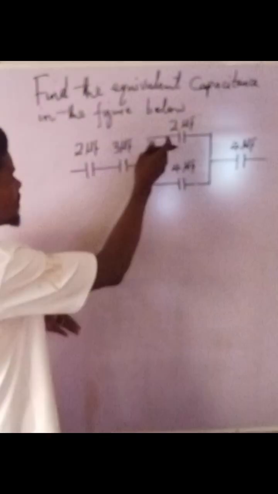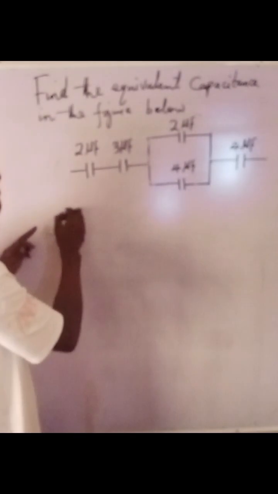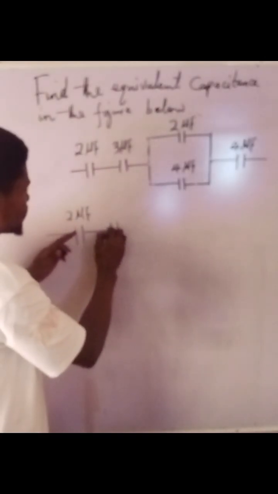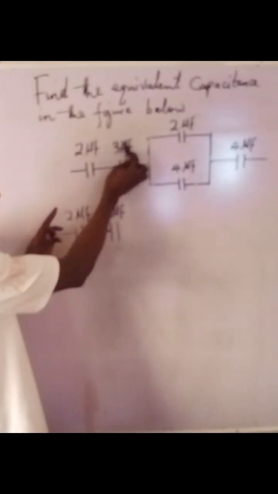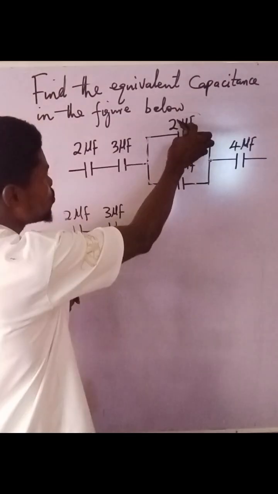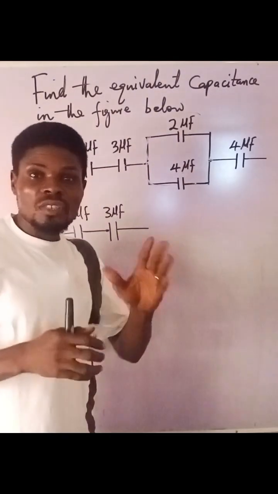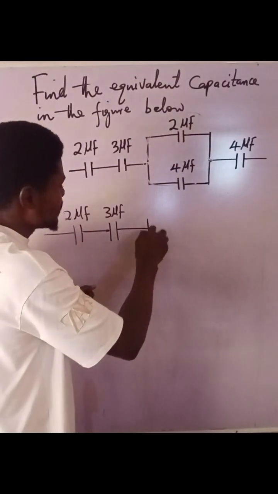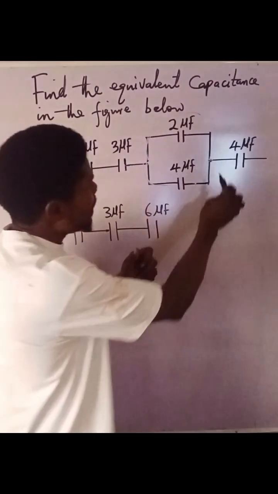Therefore, reducing this diagram, we're going to have the first one, which is 2 microfarad, joined with the second one, which is still 3 microfarad. That is, this one is for this, then this other one is for this. All right, then the parallel connection, that is the 2 and 4 microfarad capacitors. I told you that when they are arranged in parallel, you just add them straight away. So 2 plus 4 here, we now have 6 microfarad.